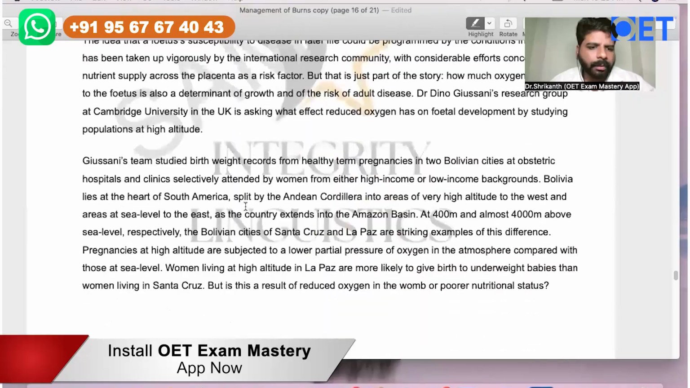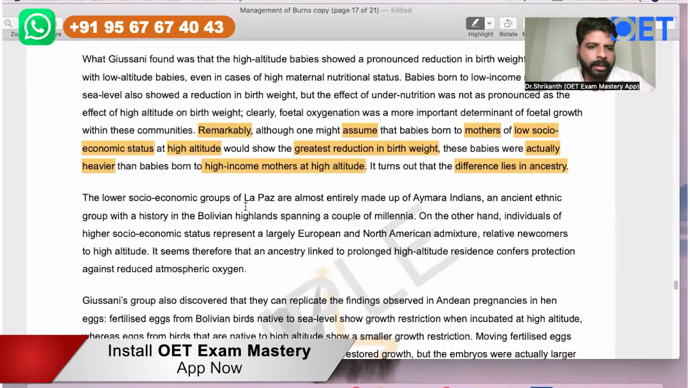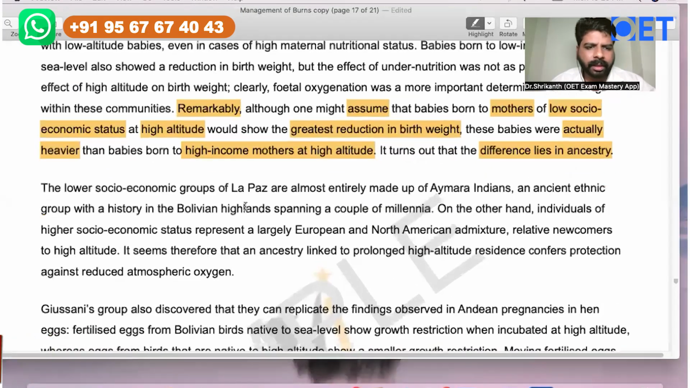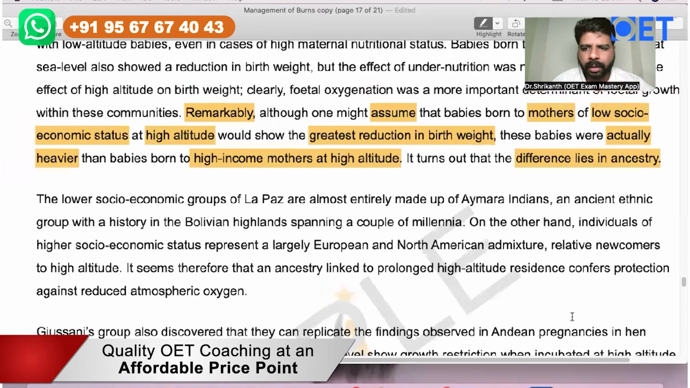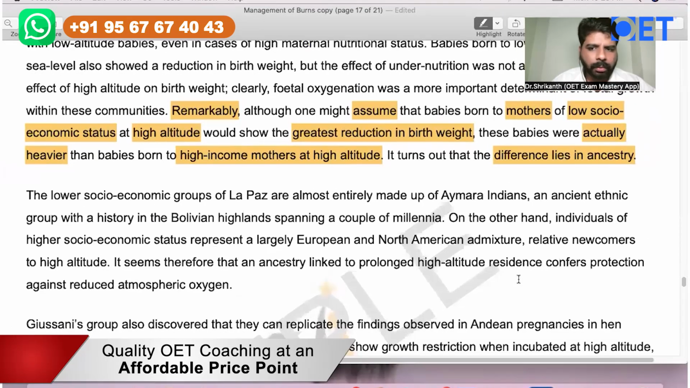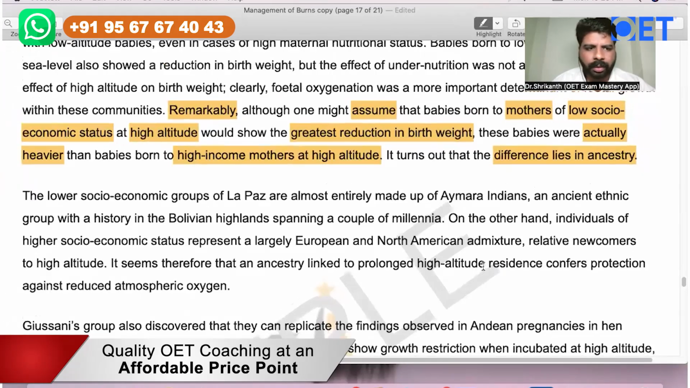One, two, three, four, five, and six. Okay, so all these detailed lectures are available in the app. Those who are using iPhone, just let me know, and I will share you the link to the recorded lectures through Google Drive.